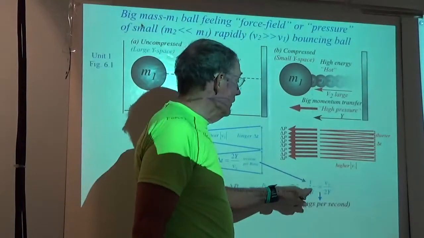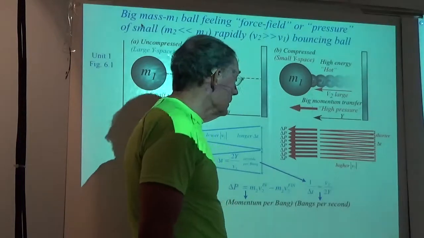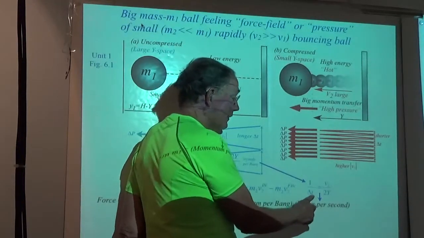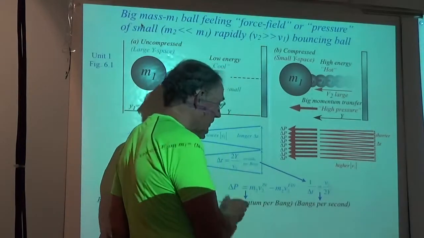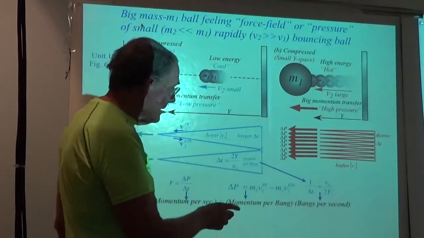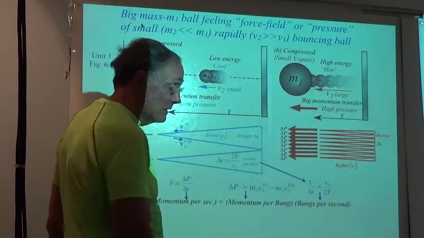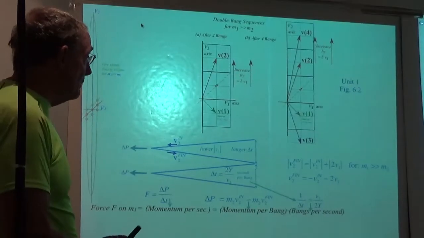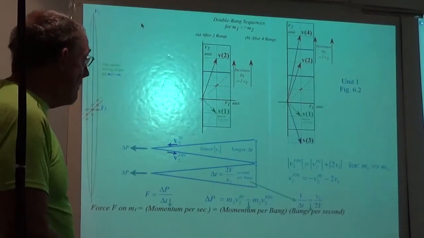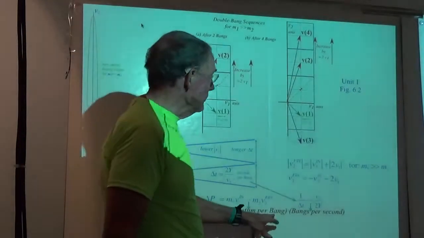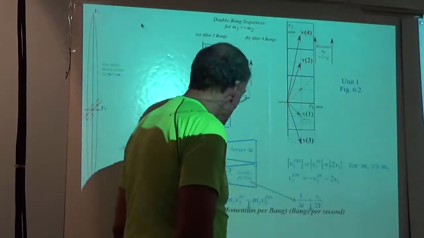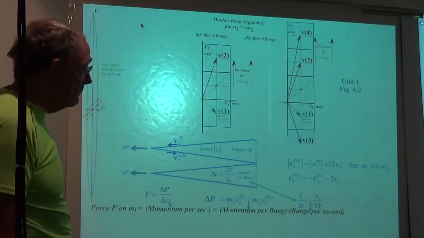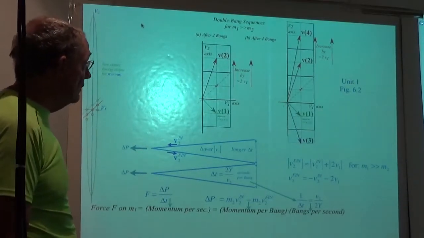So we have here a relationship between the inverse delta t, just turn this equation over, okay, this one right here, and that is what we're dealing with. Now, momentum per bang times bangs per second is going to be basically the momentum per second that's changing hands here.